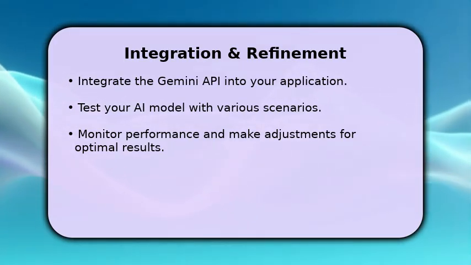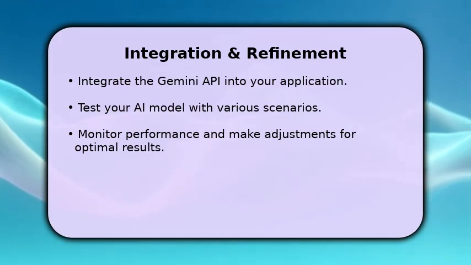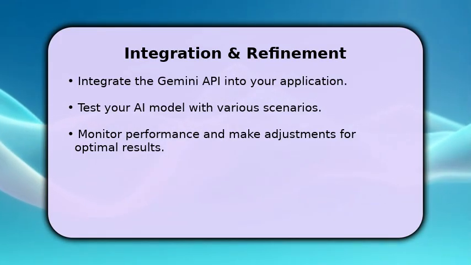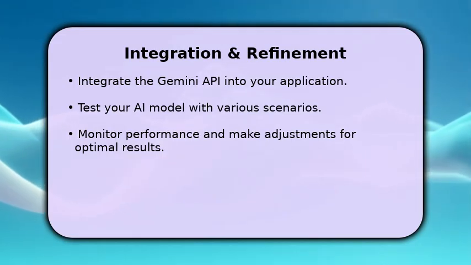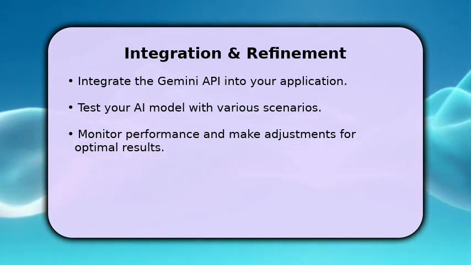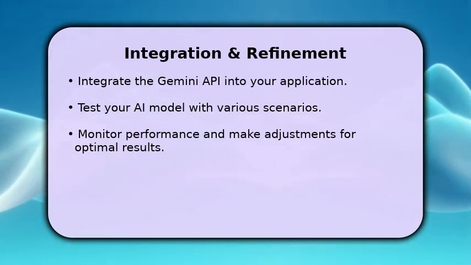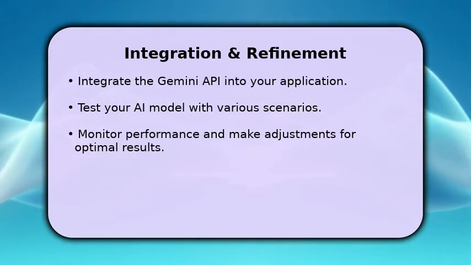Finally, it's time for integration and refinement. Seamlessly integrate the Gemini API into your application using the client libraries you installed earlier. Thoroughly test your AI model with a wide range of scenarios to ensure it performs as expected. Continuously monitor its performance and make iterative adjustments to your prompts or model parameters for optimal and consistent results.